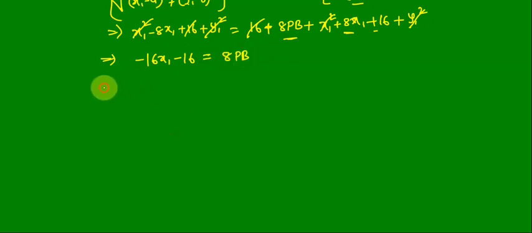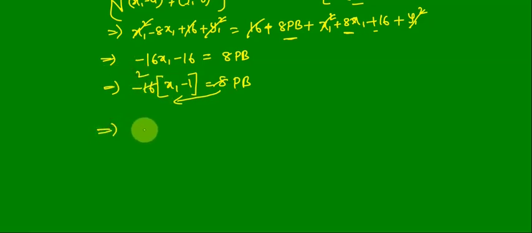So now what I'll do here, I'll take minus 16 common from these two. So what happens inside, it will be only minus (x1 minus 1), that will be equal to 8PB. So if I bring this 8 to this side, the 8 2s are 16, isn't it? So left hand side is minus 2 into, oh sorry, this will become plus here, minus into plus is minus, so this will become plus. So x1 plus 1 is equal to the right hand side, only PB.